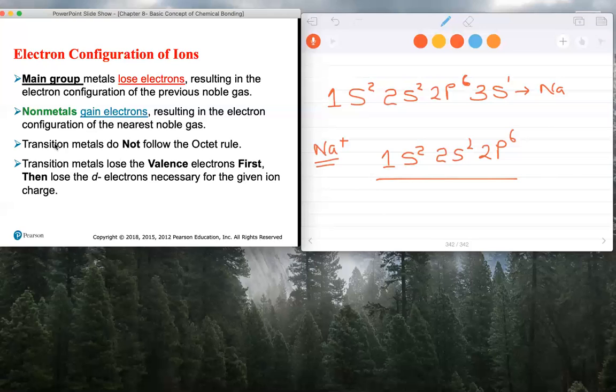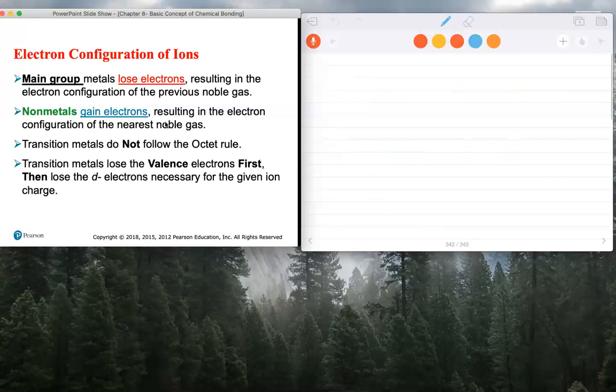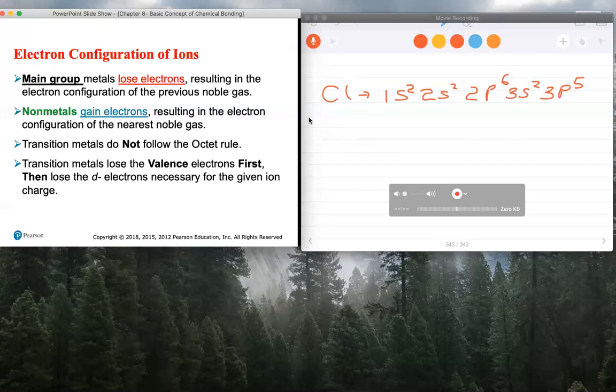Non-metals also gain electrons corresponding to how much they need to get to 8. Non-metals, for example, chlorine, this is number 17: 1s2, 2s2, 2p6, 3s2, that is 12. We need 5, so 3p5. It's not going to lose. I know somebody must say, why don't we follow the trend we use in sodium and just say it's going to lose 5? No.